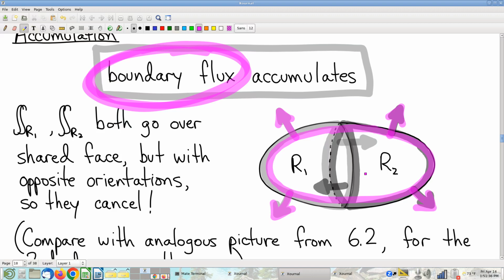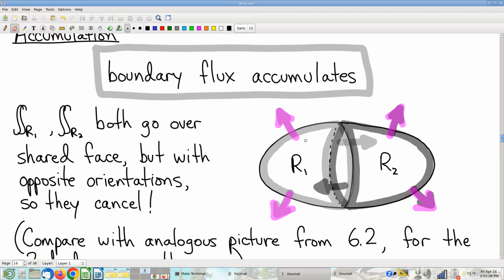Okay, so I claim that this is an accumulating quantity. This is a little bit surprising. At a glance it feels like surface area, like it should be related to surface area. Surface area is definitely not accumulating over the interior. If you chop something in half, you are creating more surface area. So surface area is not an accumulating quantity over a solid. But I claim boundary flux is, and let's see why.